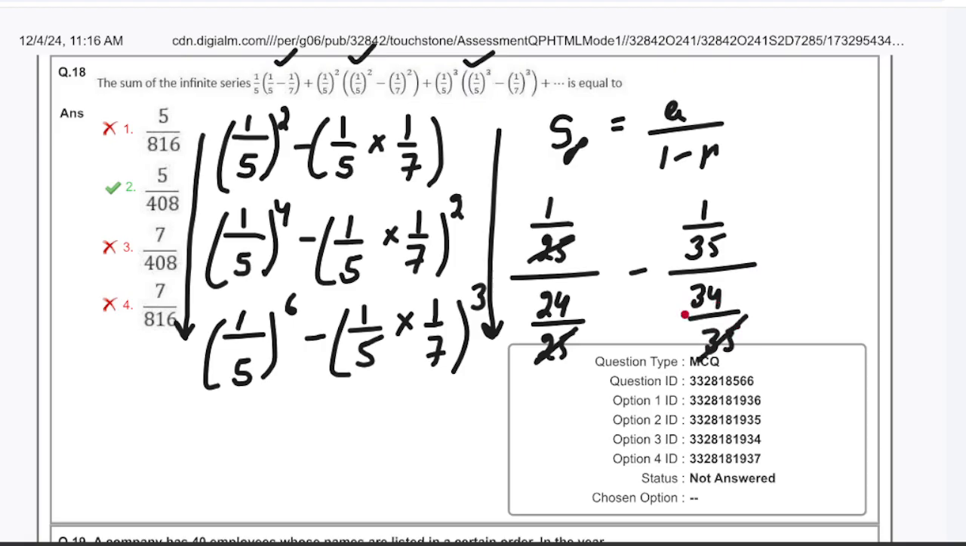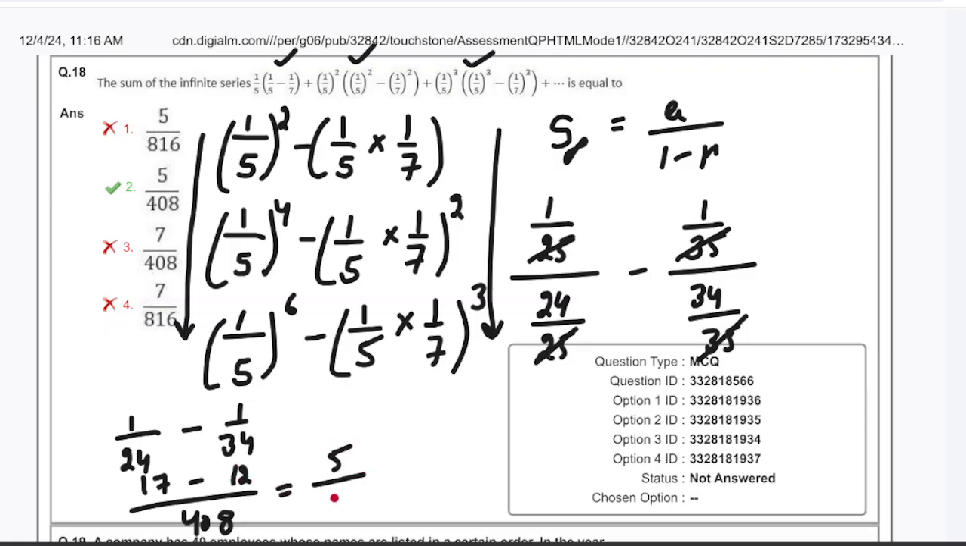This also gets cancelled. So we get 1 upon 24 minus 1 upon 34. If I take an LCM, 24 and 34 have 2 common, 12 into 17, we get 204 into 2, that is 408. This is (17 minus 12), that is 5 upon 408. This is the answer to my question. A very, very easy question again, doable.